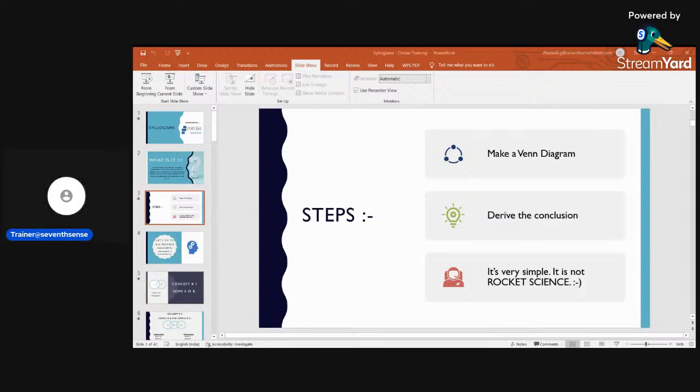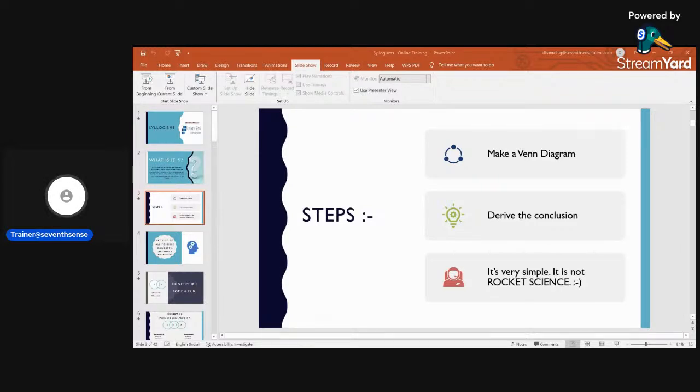Between B and C, there is no direct connection, though these two circles belong to A. These two are connected with A, but not with each other. So B and C are not connected. Since there is no direct connection, we can't derive any positive conclusions here, right?